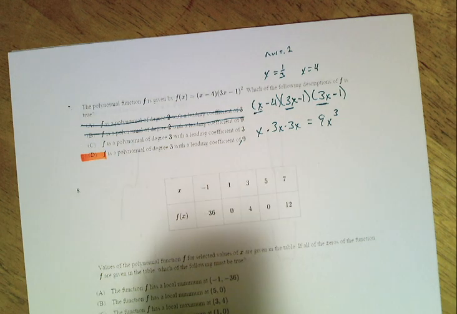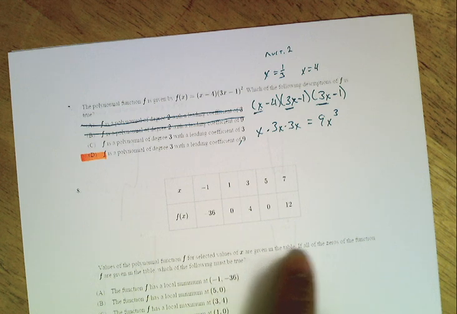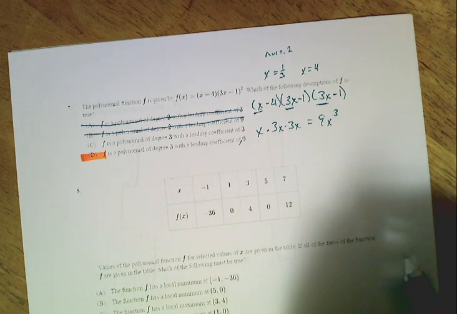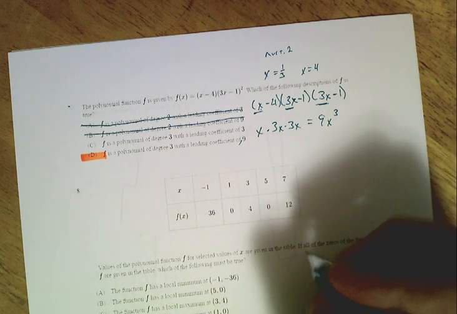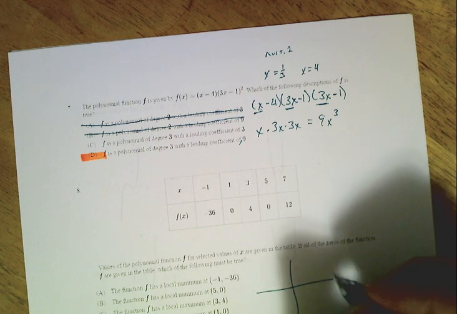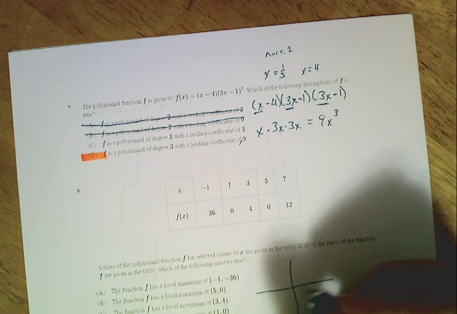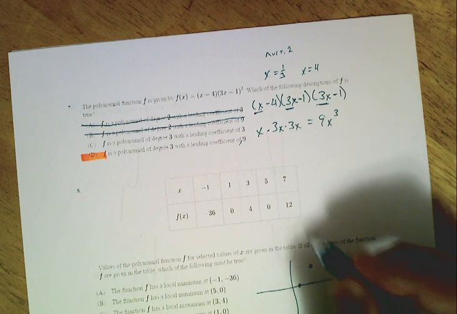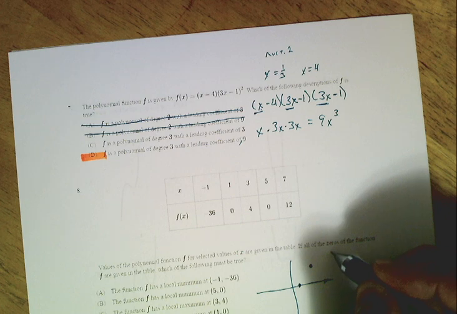Okay. Values of the polynomial function f for selected values of x are given in the table. If all the zeros of the function f are in the table, which must be true? All the zeros are given. This is one we did in class, but just to reiterate, I have a bunch of points here, like -1, -36, 1 zeros, throw that right there, 3, 4 is over here, 5 zeros there, and then 7, 12 is over here.